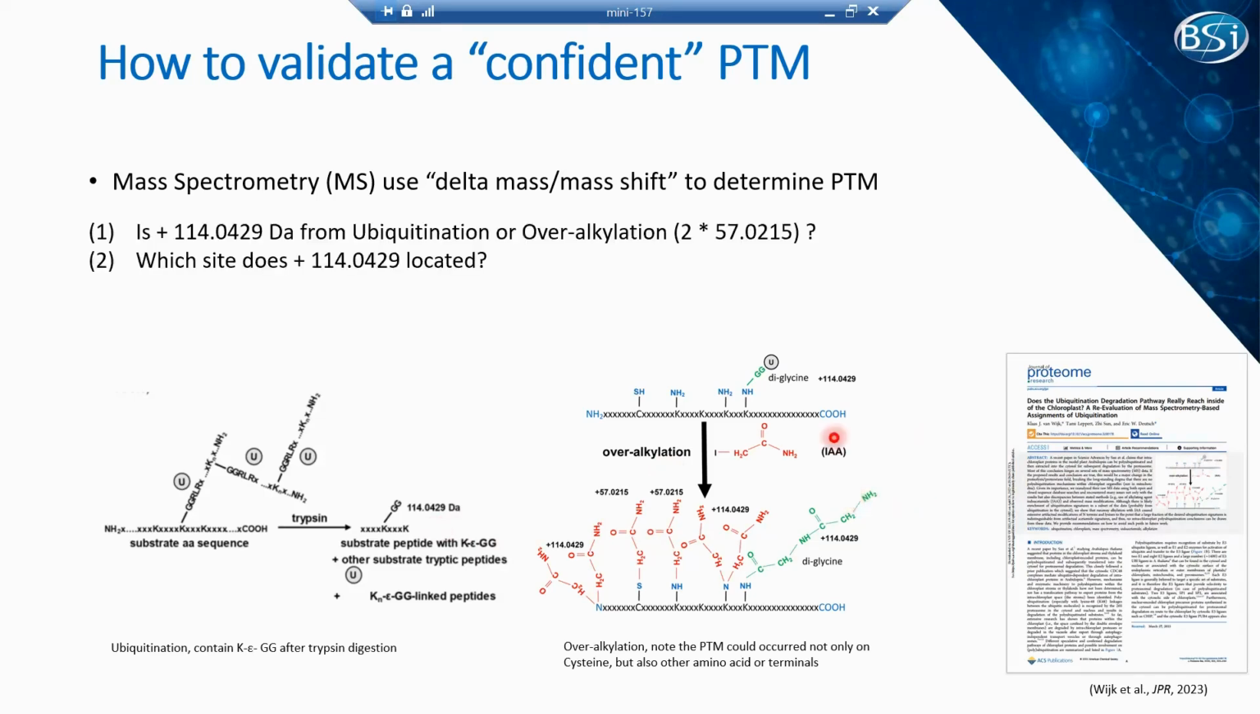So the question is, given our data, could we find some evidence to see whether in this data it is just the over-alkylation, or it is the ubiquitination? And then see if we find evidence showing that in this peptide there is ubiquitination, and then find the site.